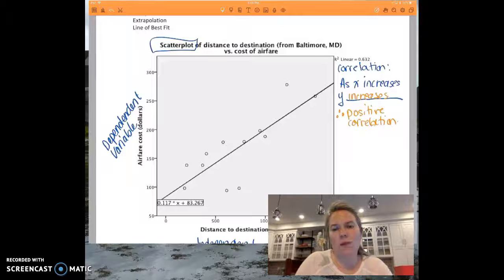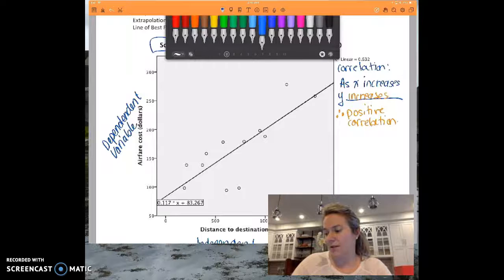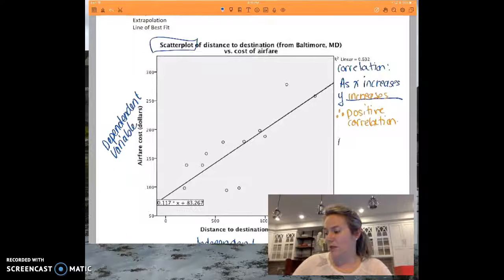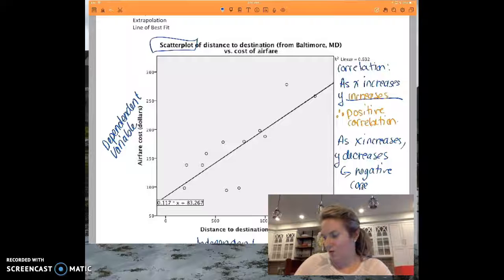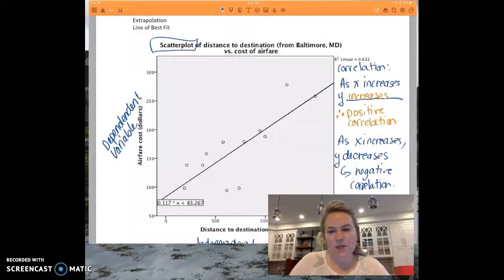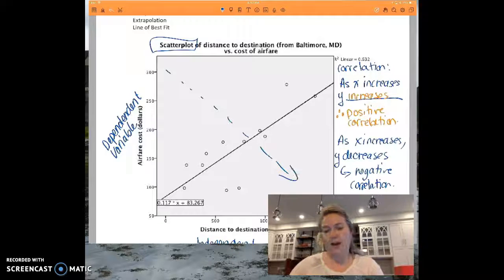So let's think what a negative correlation is going to look like. If we have as x increases, y decreases, that would be a negative correlation. And that would kind of go in that direction. That would be a negative correlation.